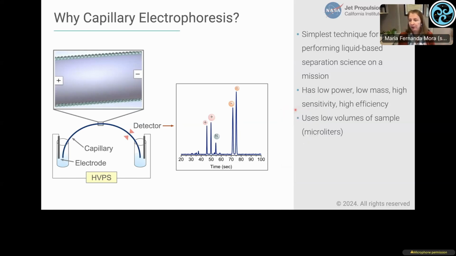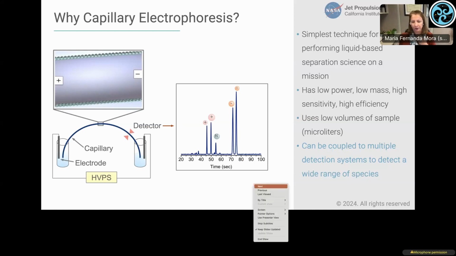We only need very small volumes of sample. I said that we normally inject nanoliters of sample, but we need microliters basically to make the instrument work, and probably low hundreds of microliters of reagents for the instrument to work. So it's easy to miniaturize it. And the most important thing for this topic is also that we can couple it to multiple detection systems. So it's not restricted to one detector. We can do many different detectors. And in our group, we actually do 3 detectors, which is what I'm going to show you today.